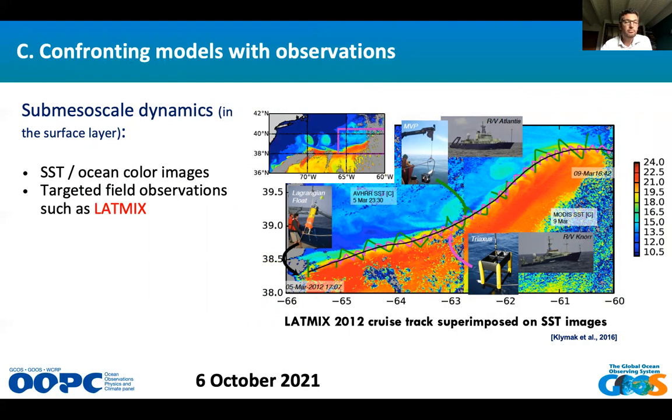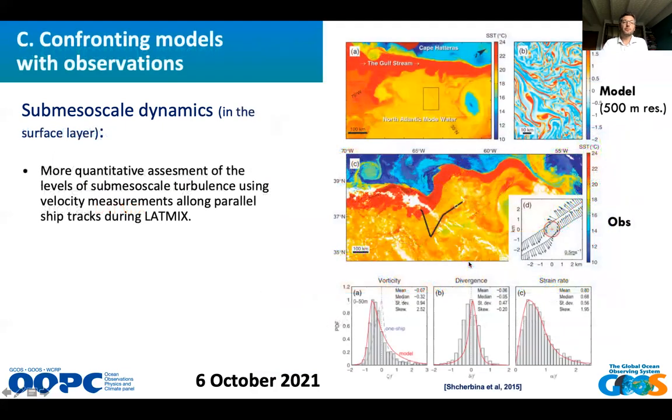So our knowledge comes mostly from dedicated multi-instrument experiments, such as the LatMix one, whose design is shown here. This type of experiment typically uses several ships, a lot of instruments, and focuses on a specific region, here the north wall of the Gulf Stream, in order to provide a lot of data at the same place.